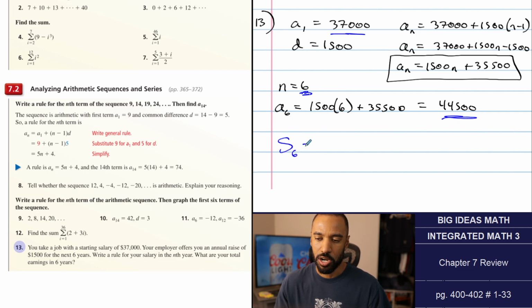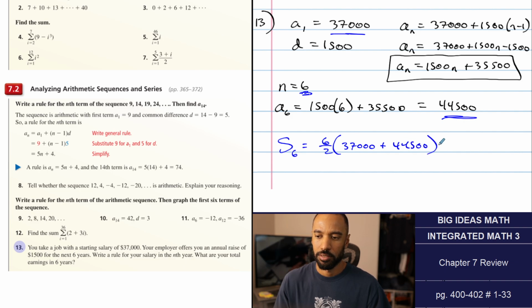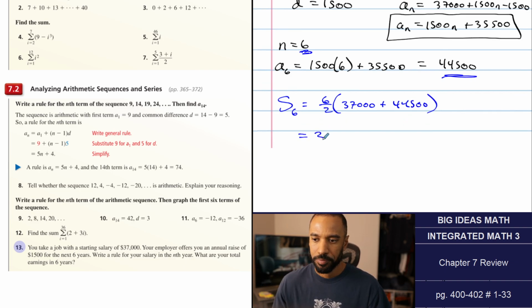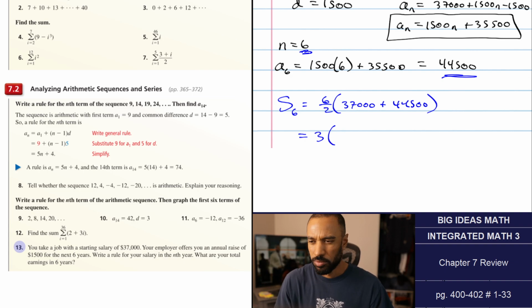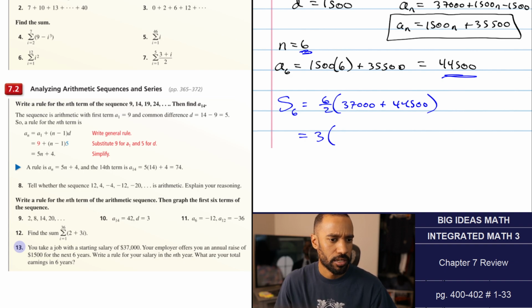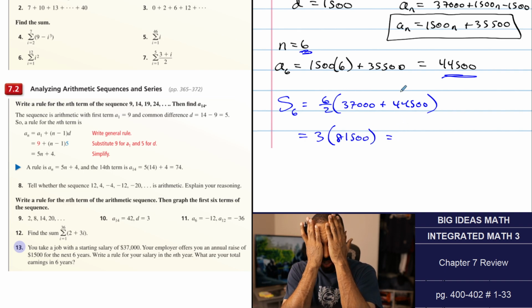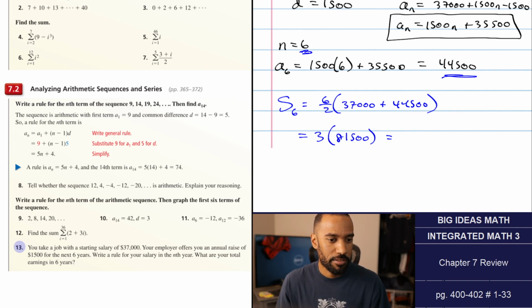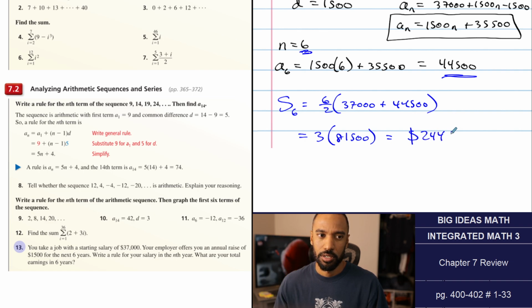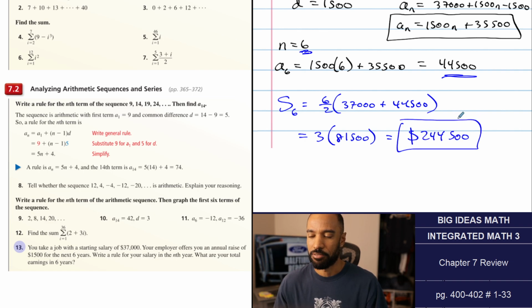So the sum of the first 6 terms is going to be 6 over 2 times 37,000 plus 44,500. 6 over 2 is 3. I don't want to botch this one, so it should be 81,500, but let's check. It is 81,500. And I don't want to botch this one either. It should be 244,500. So $244,500. About $250,000 after 6 years.